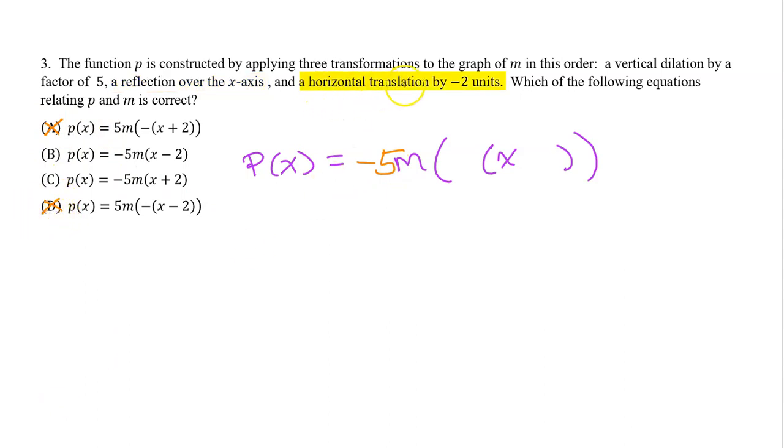Next we have a horizontal translation by -2 units. A horizontal translation will show up on the inside of the function as an addition or a subtraction. Horizontal transformations are always the opposite of the way they look. So a horizontal translation by -2 will actually show up as x plus 2 right here. So that actually narrows it all the way down to option C.